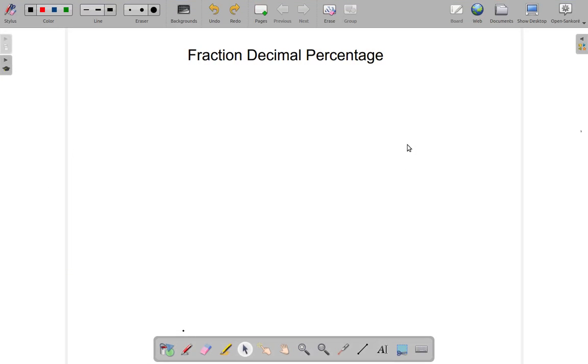Let's look at fraction, decimal, and percentage, the relationship between them. Now, let's say you have a half. You may know already that a half as a fraction is the same as 0.5 as a decimal, which is 50 as a percentage. Alright? Now, the 0.5 means the same as 0.5 over 1.